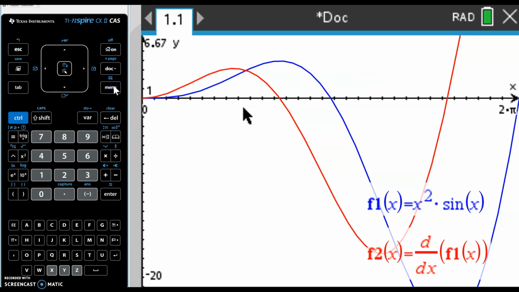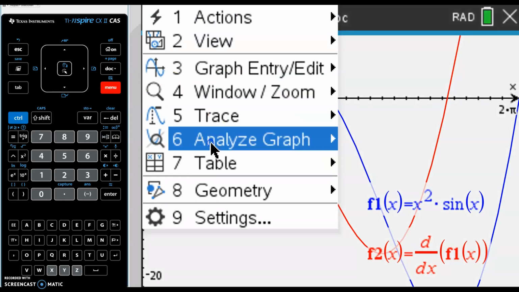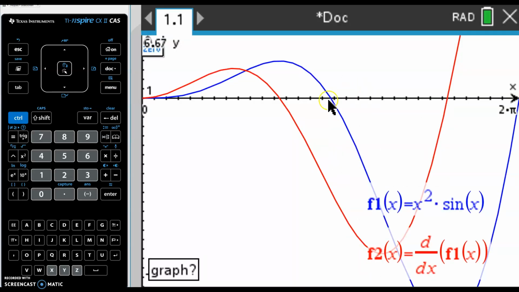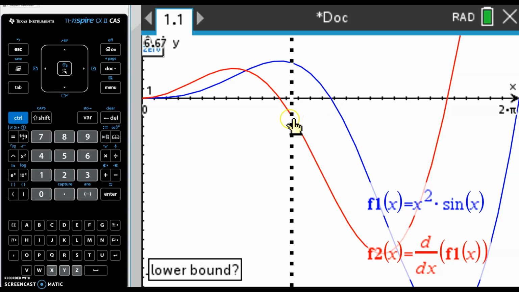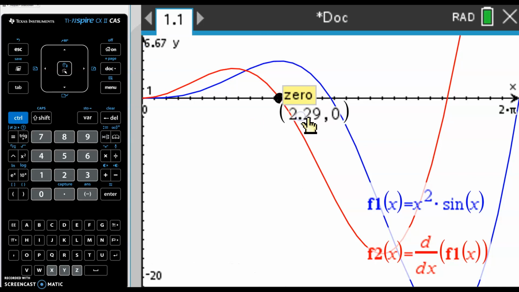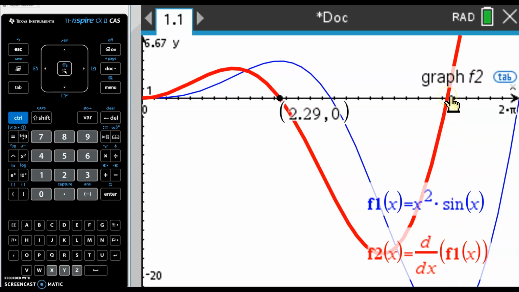So menu and analyze graph. You've done this before with tracing and things, and we're just going to go to 0, and we want the 0 of the derivative. So there's my lower and my upper, and we've got a 0 at 2.29. And I know I would rather you use 3 decimal places, but for this I think I'm fine with us just using 2. And then we should have another 0 over here, which is going to represent where our minimum occurs on the graph of our function.